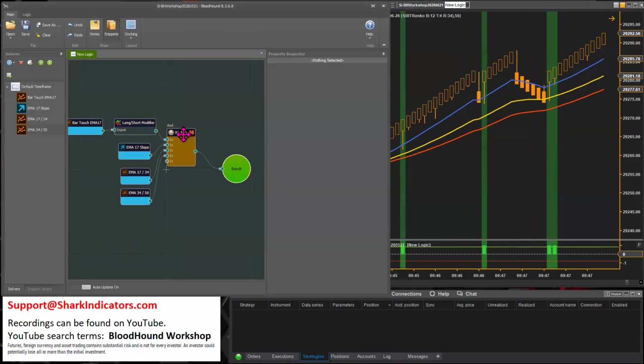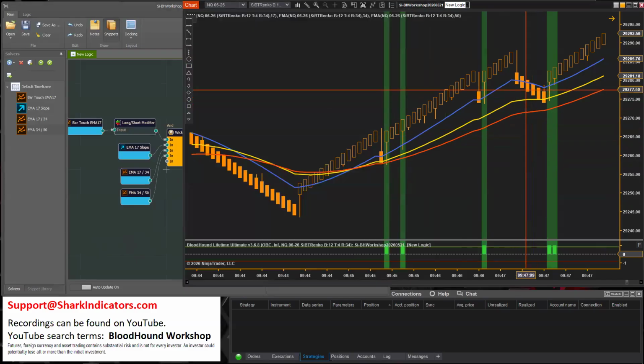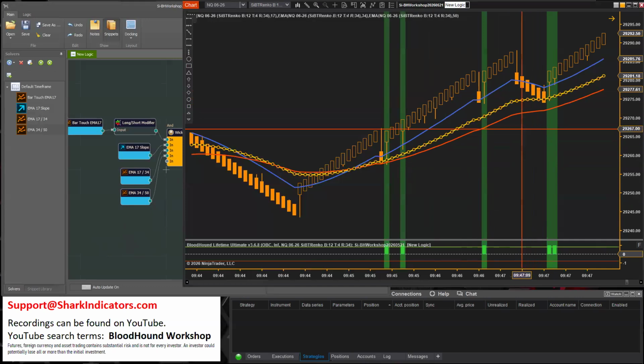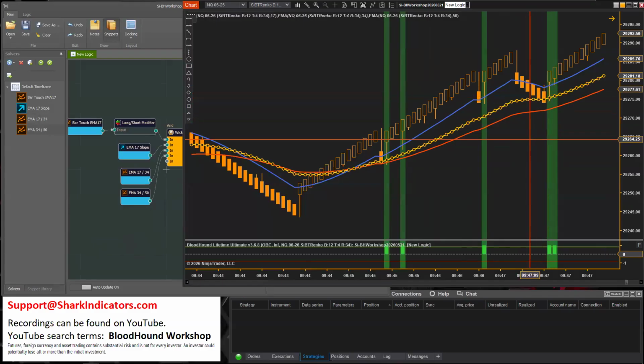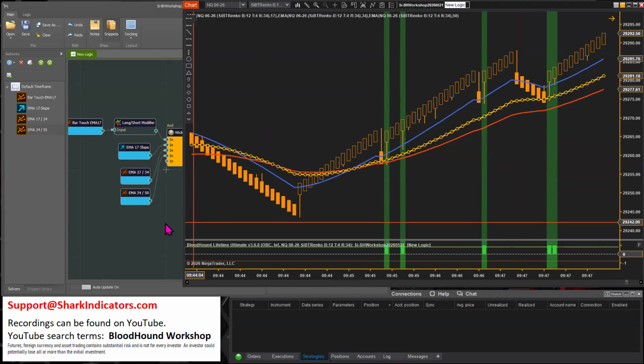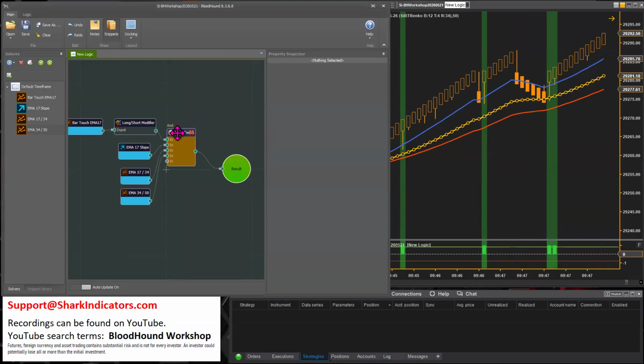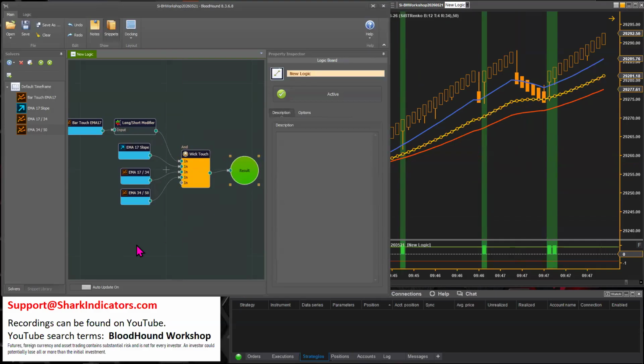So we could just add the filtering here of if price hits the EMA 34, then kill the signal afterwards. So I guess we could keep it simple like that. Yeah, okay, let's go with that route for now here.